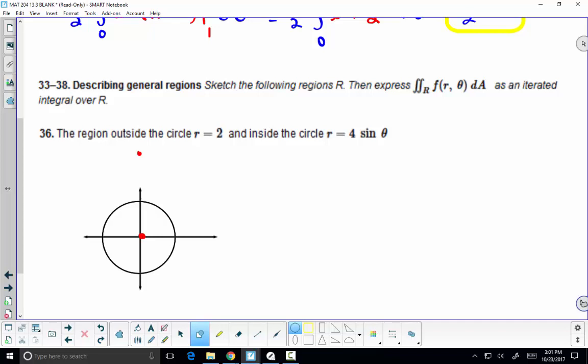And its radius is 2, so it's going to be roughly more or less something like that. Relative shape. Okay, so describe the general region.